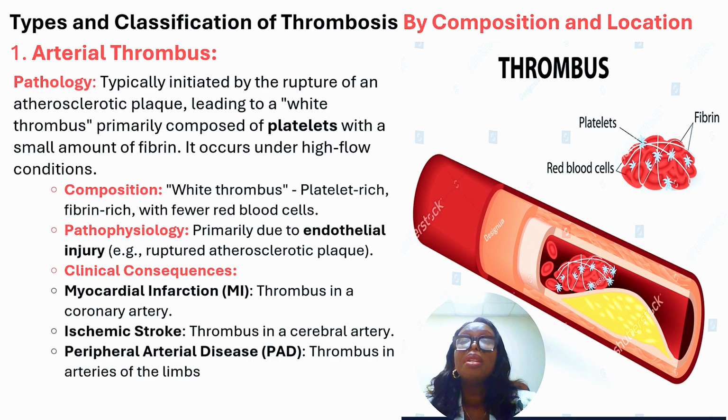And then clinical consequences. The thrombus, when it's in the coronary artery, can cause myocardial infarction. When it is found in cerebral artery, can also cause ischemic stroke, and it can also cause peripheral arterial disease when the thrombus is found in the arteries of the limbs. So these thrombus, when they dislodge and they are found in the coronary artery, they can cause myocardial infarction. When they are found in cerebral artery, they can cause ischemic stroke. And when they are found in the arteries in the limbs, they can cause peripheral arterial disease, PAD.